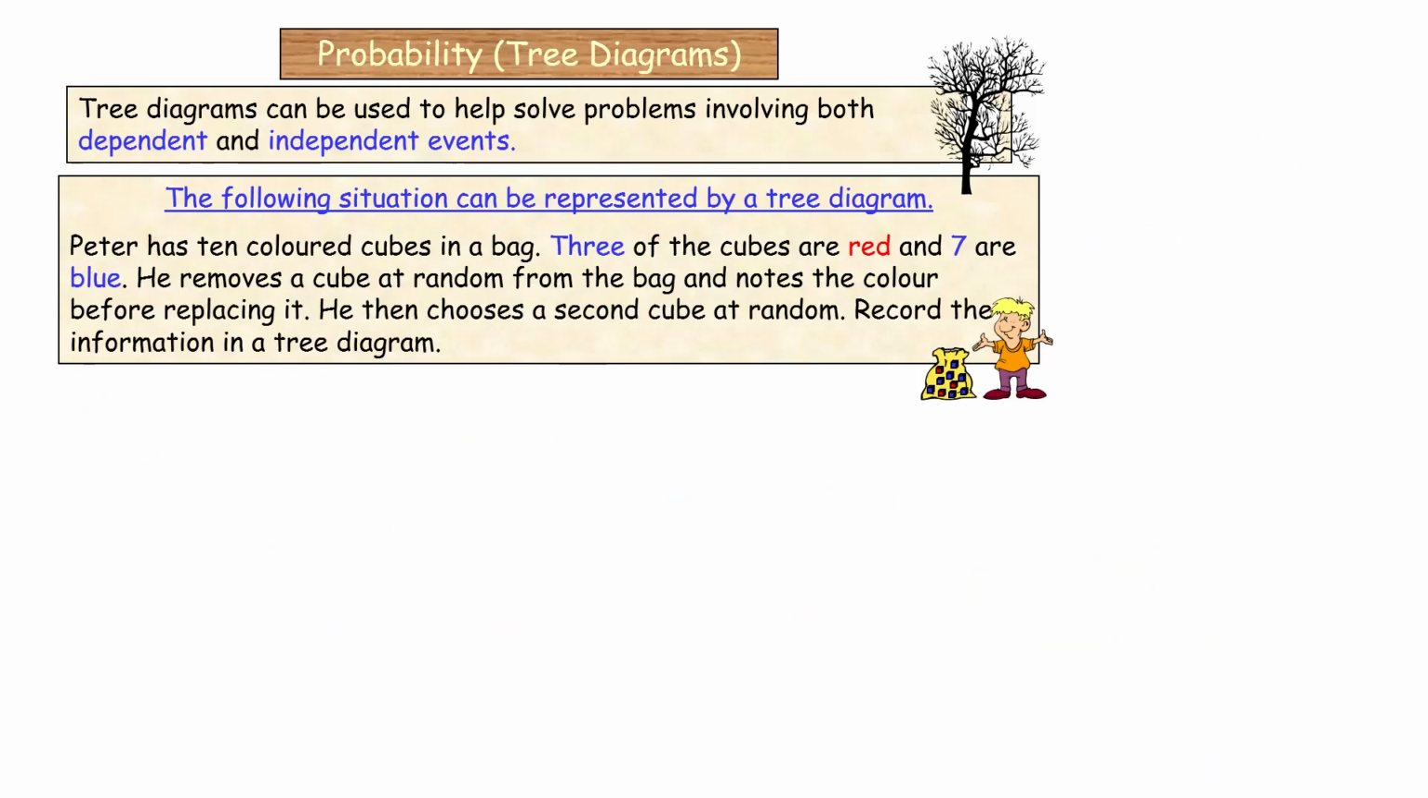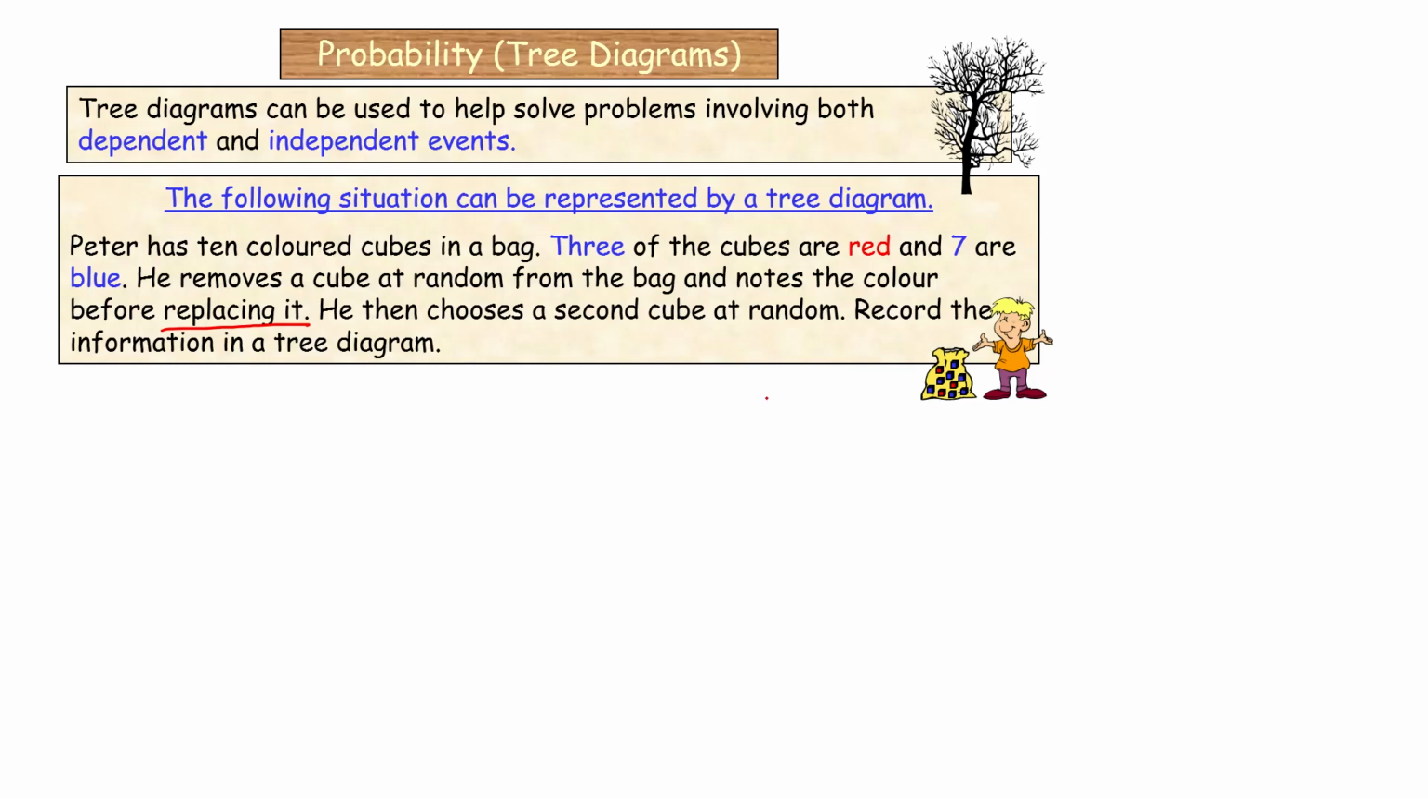Okay, so probability trees. We're going to be looking at independent events in the first instance. So Peter has 10 colored cubes in the bag, 3 are red, 7 are blue, and he removes a cube at random, notes the color, and then replaces that. That's very important. Because he replaces it, each event is independent of each other. He then chooses a second cube at random. Record the information in the tree diagram.